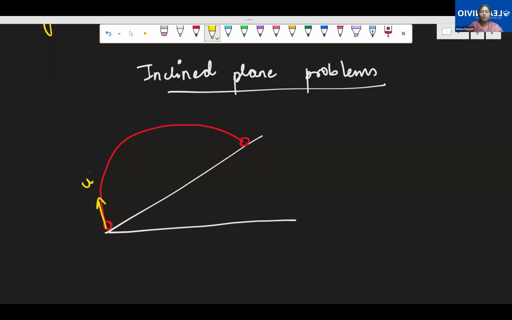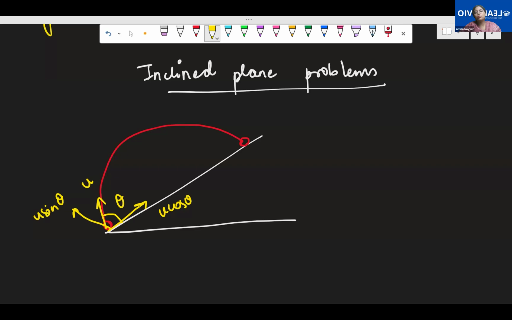Let's say this is the initial velocity u, making some angle theta. So this will be u cos theta, and the perpendicular one will be u sine theta. Basically, we have resolved all the components. Now see, not just this, you'll have to resolve the acceleration due to gravity also. The problem is that u cos theta and u sine theta, we have already been using.